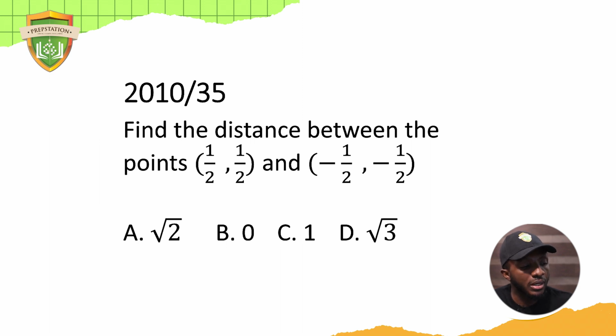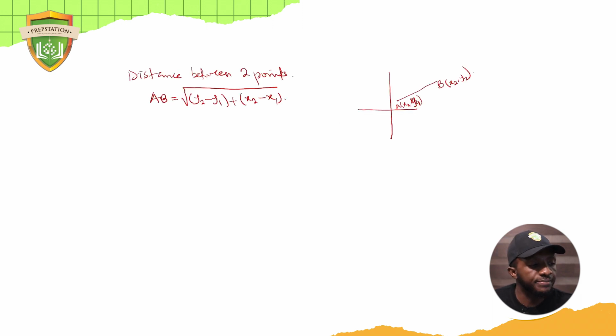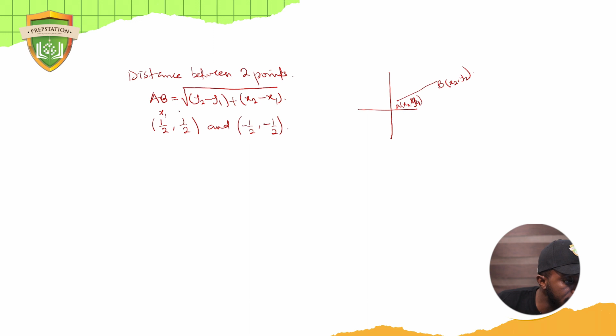So now we were given the points, a half for both coordinates and negative half for both. So let's work with that. So remember the points. These are the points we're given. A half for both, and negative half for both. Now let's go. So we're going to take this. This is the first coordinate. So we write x1 above it, y1, x2, y2.